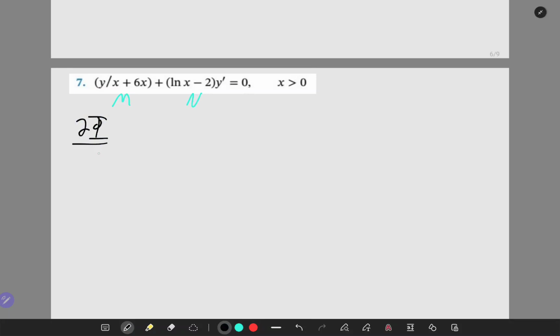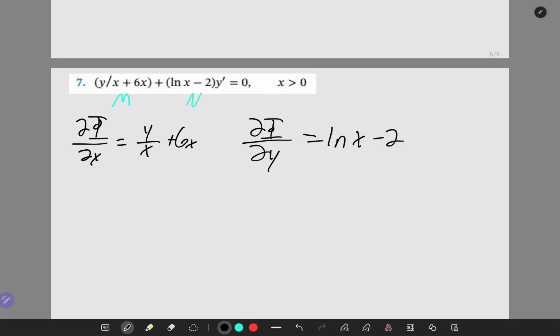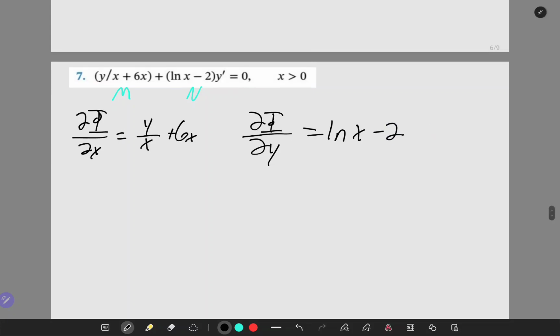Our d phi dx is equal to y over x plus 6x. Our d phi dy is equal to natural log of x minus 2. My is equal to 1 over x, right? And our nx is equal to 1 over x. So then they're equal, so then this is exact.